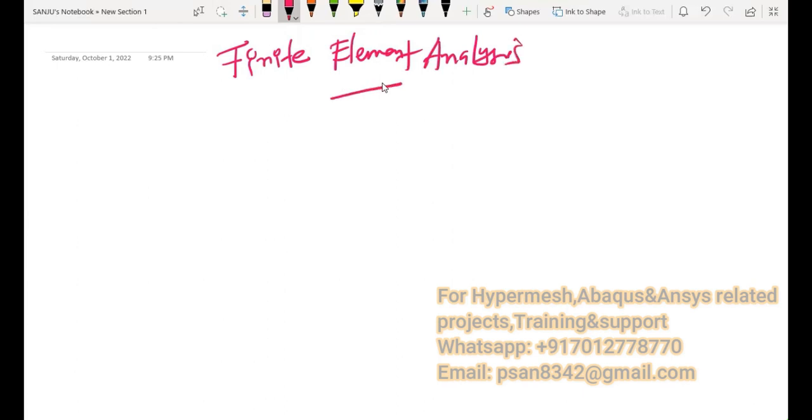As we know, Hypermesh is a software for the pre-processing stage. So why do we need meshing? Why do we carry out meshing?